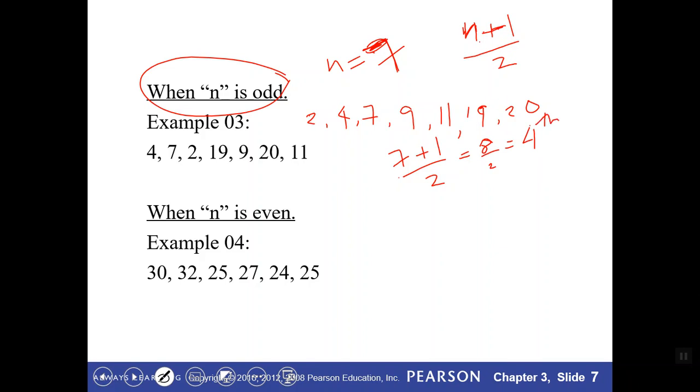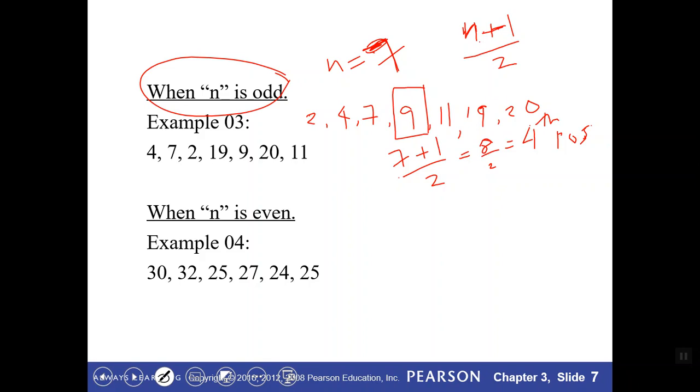Fourth position, fourth position. So you have to locate the fourth position, which belongs to our median. So 9 is the median in our data set.